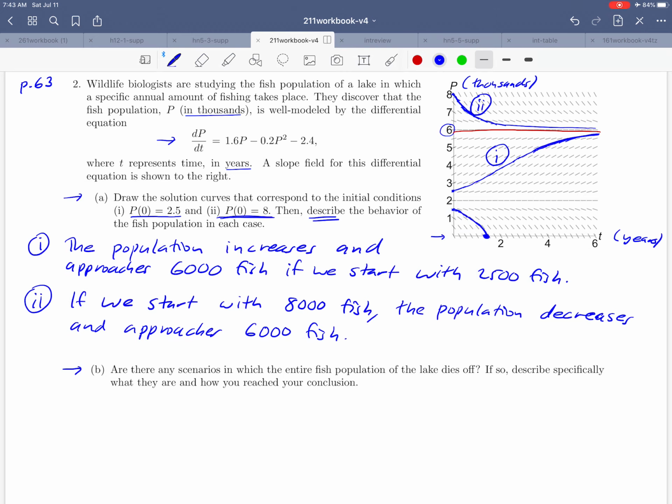Now I used a starting population of 1.5 thousand. Are there other starting populations where that would happen? Notice that any starting population between 0 and 2 is going to follow the same pattern that we have there. So let's answer the question this way.